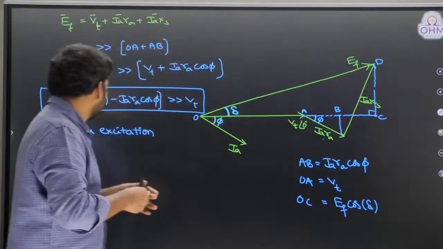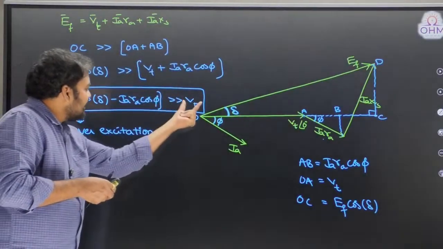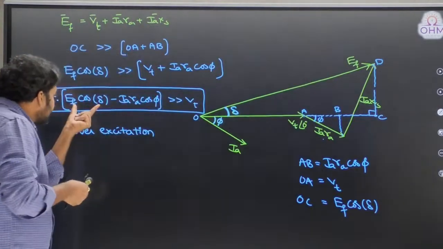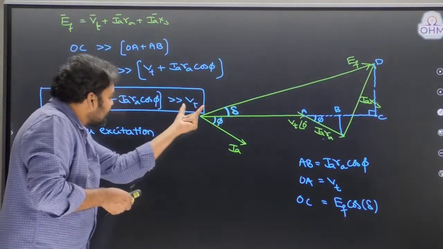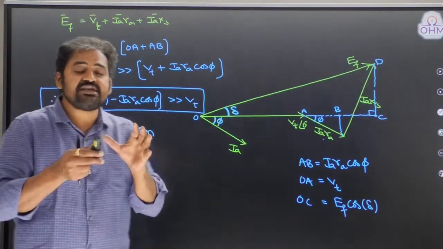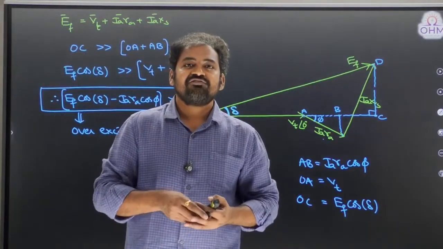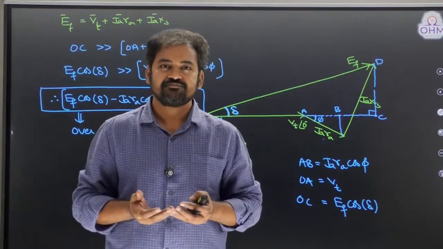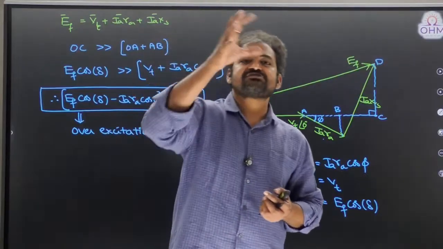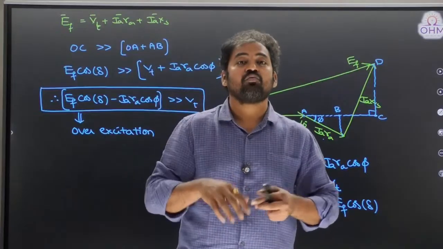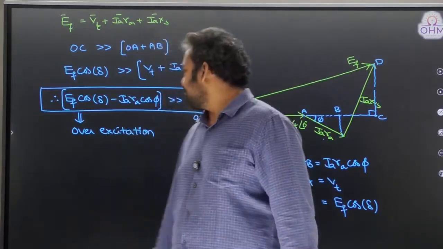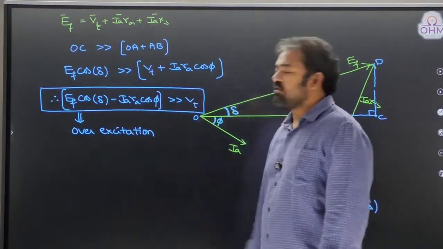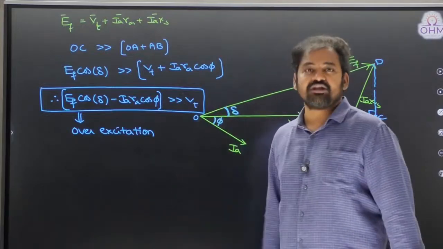Got it? So therefore, whenever the EMF component and VT component are in phase with each other, when I compare both of them, the induced EMF component is definitely more than terminal voltage. When I say the induced EMF component is more, field excitation is more, because the EMF component will depend upon excitation voltage, right? So when I say excitation is more, that is what we call the over-excitation condition. So over-excitation means EF cos delta minus IA RA cos phi must be greater than terminal voltage.